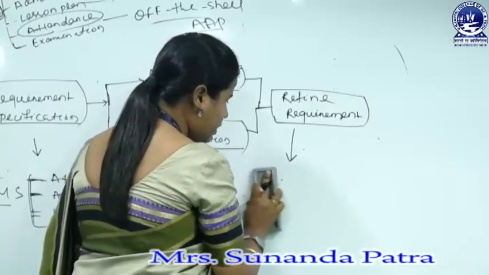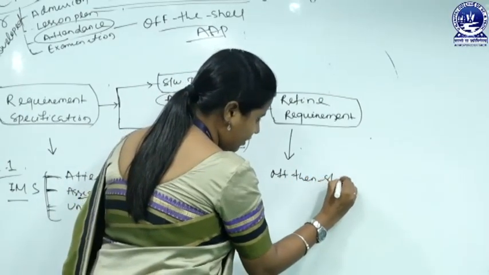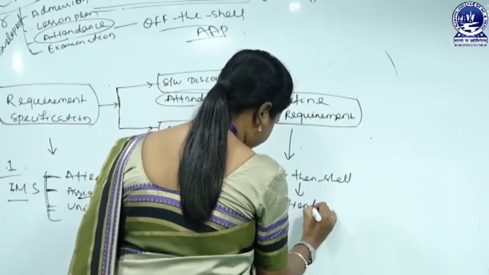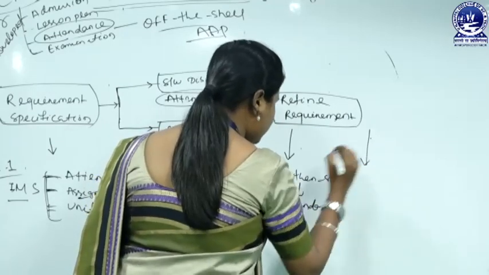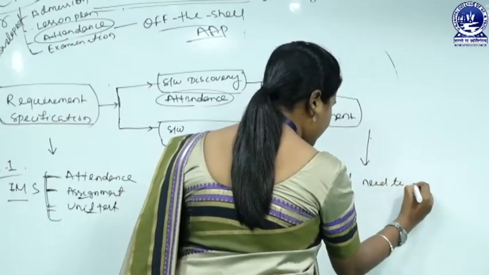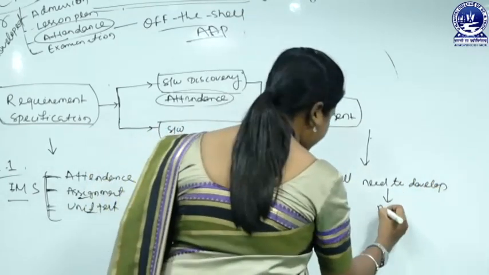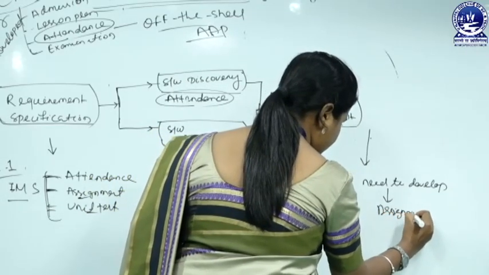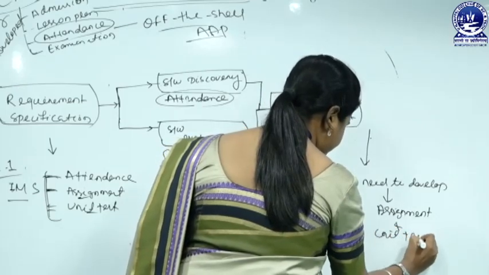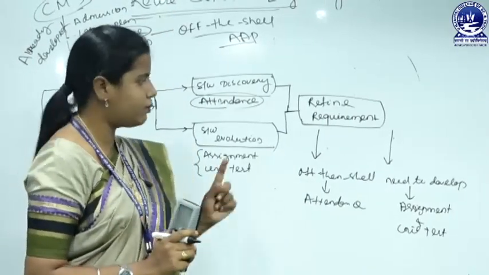The first thing is what are the off the shelf applications that are readily available with us, that is what? That is attendance. And what are the system that we need to develop? That means here we need to develop. So, what are these? These are assignment and unit test. So, I hope you just clear from up to this.